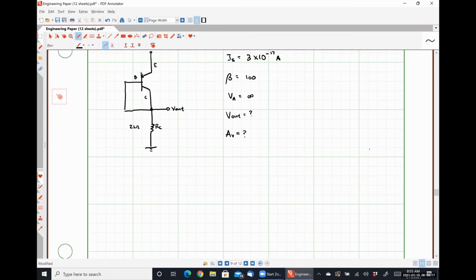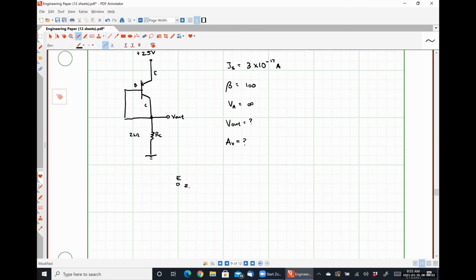So in this problem, I found it useful to draw the large signal model of our system. So here's my emitter where I have 2.5 volts applied.